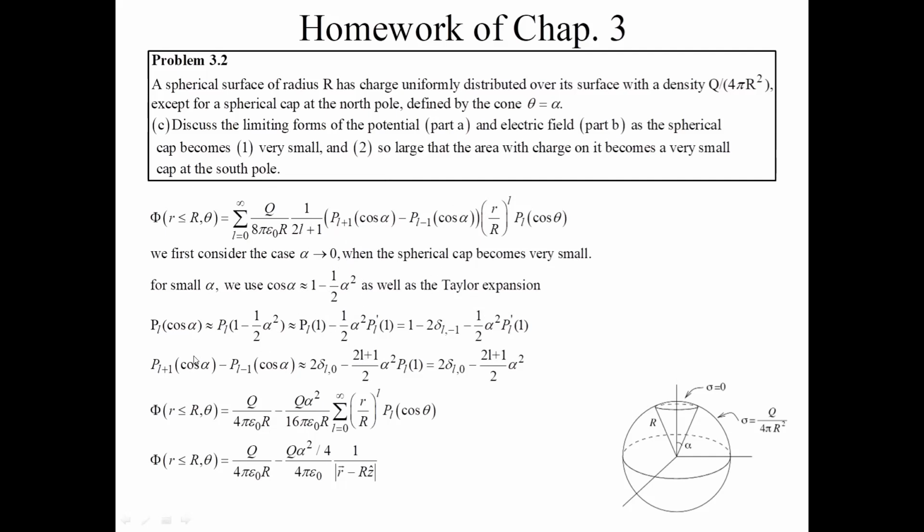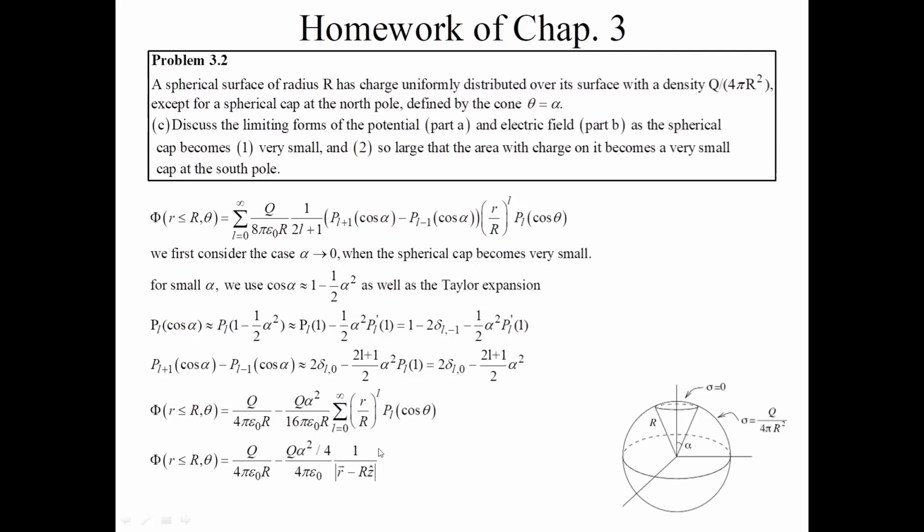So here we just need to calculate P_(L+1) of cos theta minus P_(L-1) of cos alpha, this term. Using some property of the algebraic polynomial, we can know that these two will become 2 times delta function with L0 minus 2 times (L plus 1/2) times alpha squared. So we just replace the Legendre polynomial with this, and we can get our potential as this formula.